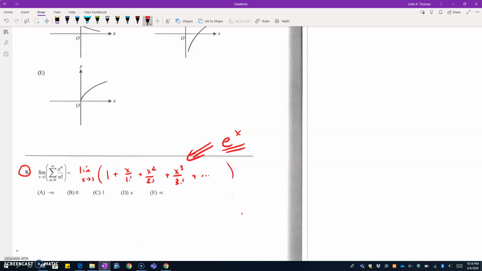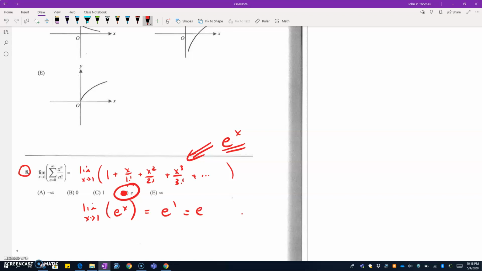So I think this is right on the cusp of what they could ask. So I'm going to do a substitution, and I'm going to say the limit as x goes to 1 of e to the x, because that's the power series that's equivalent to it. So if I evaluate that, I get e to the first, which is just e, and my correct answer is D.